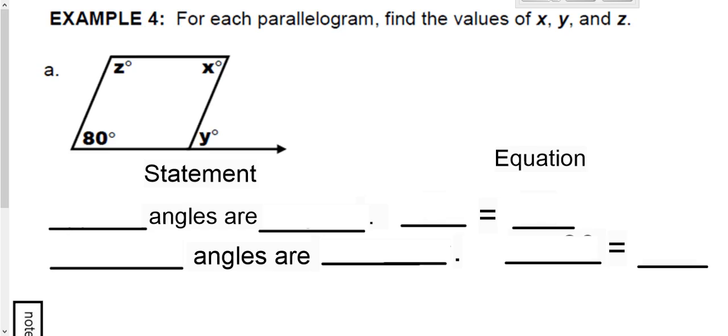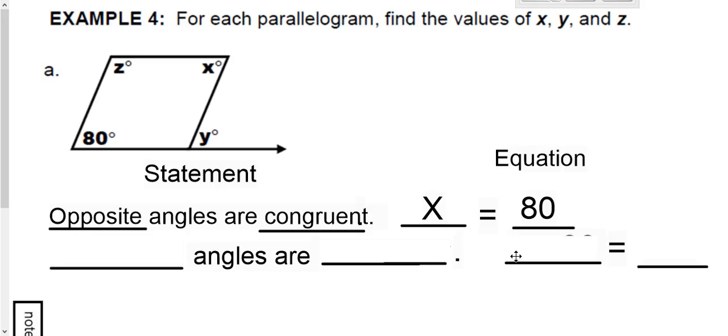So we come to example 4 now. We've got the picture of a parallelogram with an extended side. They want us to find the measures of angles x, y, and z. So I'm going to start off with x. If I look at x and I know this measure, 80, these two angles are what? Opposite angles, and they are congruent. So I know that x equals this other angle right here, which is 80.